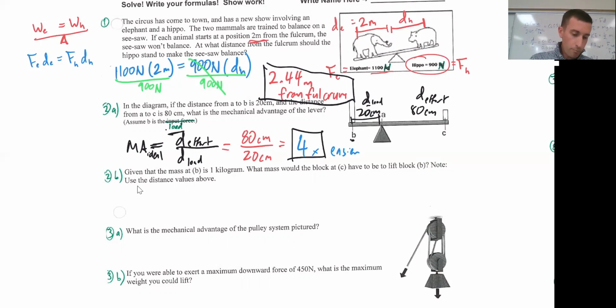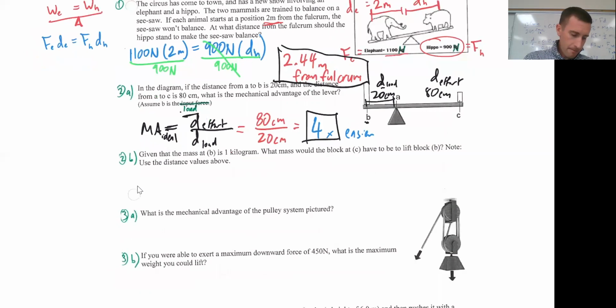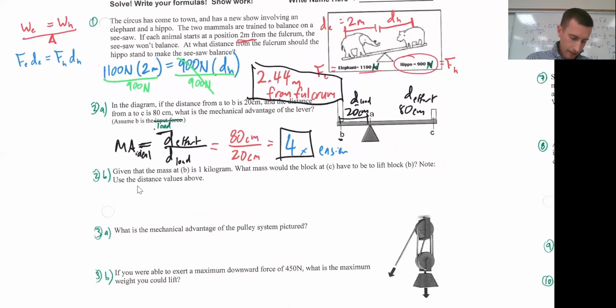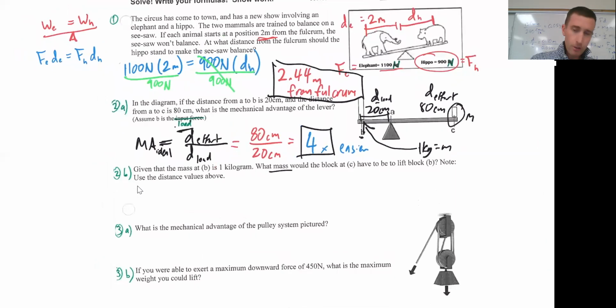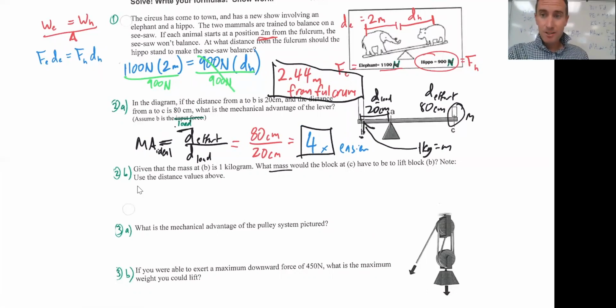All right, so for part 2b, that indicates that it's about the same lever system, given that the mass at B is 1 kilogram. Okay, so right here now, that becomes 1 kilogram, and that's a mass. What mass would the block at C have to be to lift block B? So now I need that mass. Note, use the distance values above. Okay, so technically, masses are not forces, but I happen to know that both of these masses are on the Earth, so they'd have the force of gravity down on them.